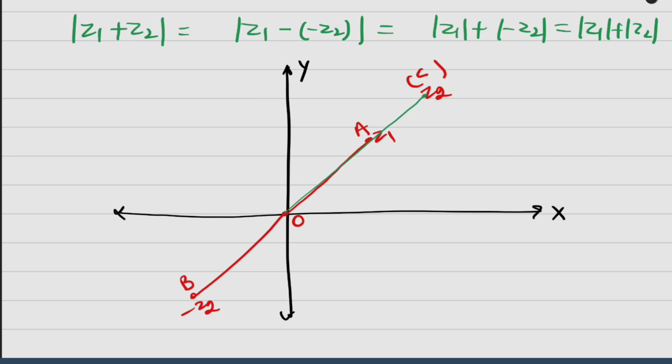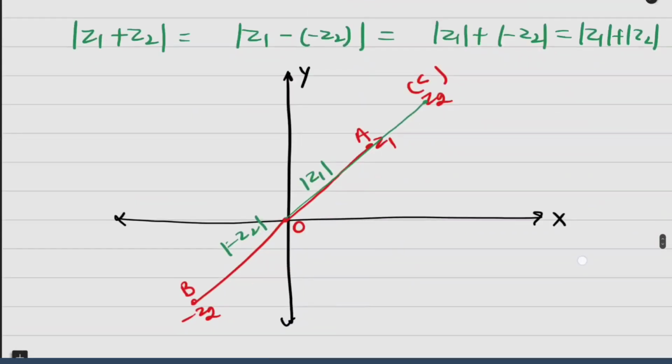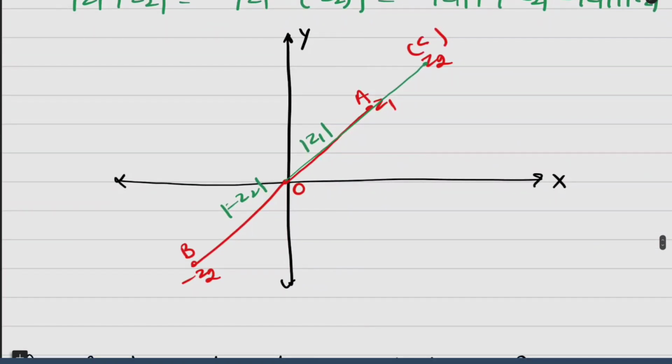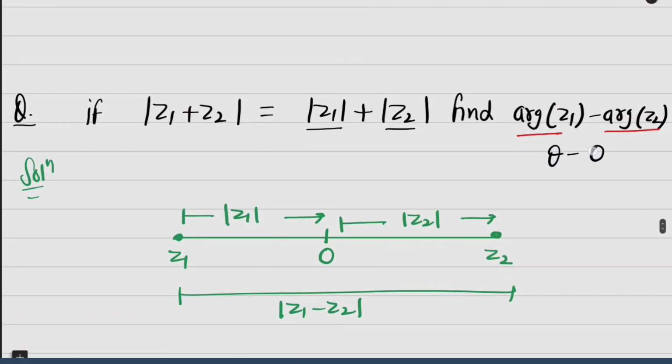Okay, and here is one more condition: the distance between z1 and minus z2 is equal to the modulus of z1 minus z2, which is very easy, meaning this is z1 and this is minus z2. But we have to find not the argument of minus z2, we have to find the argument of z2. So what is the argument of z1? This is theta. And what is the argument of z2? This is also theta. So the answer to this one is 0, since theta minus theta is 0.